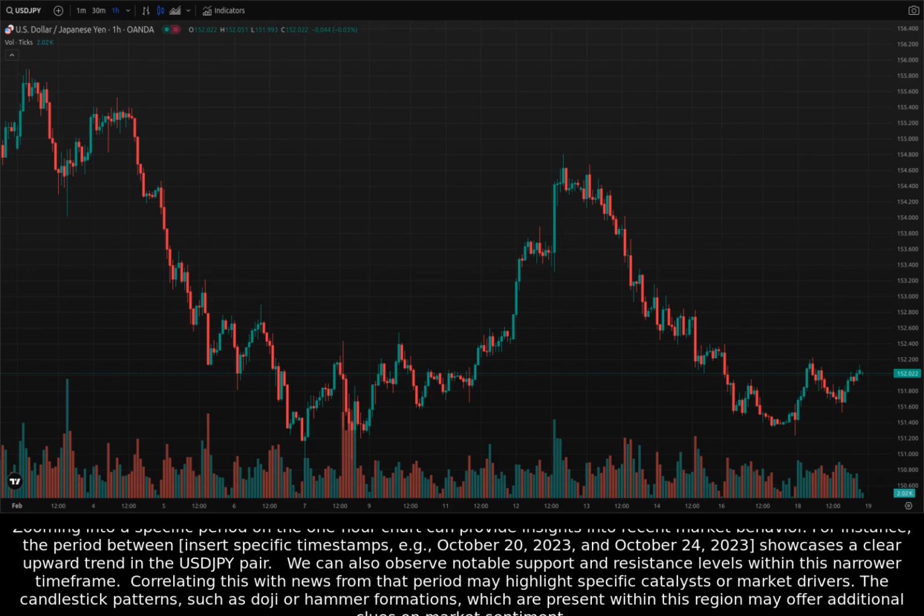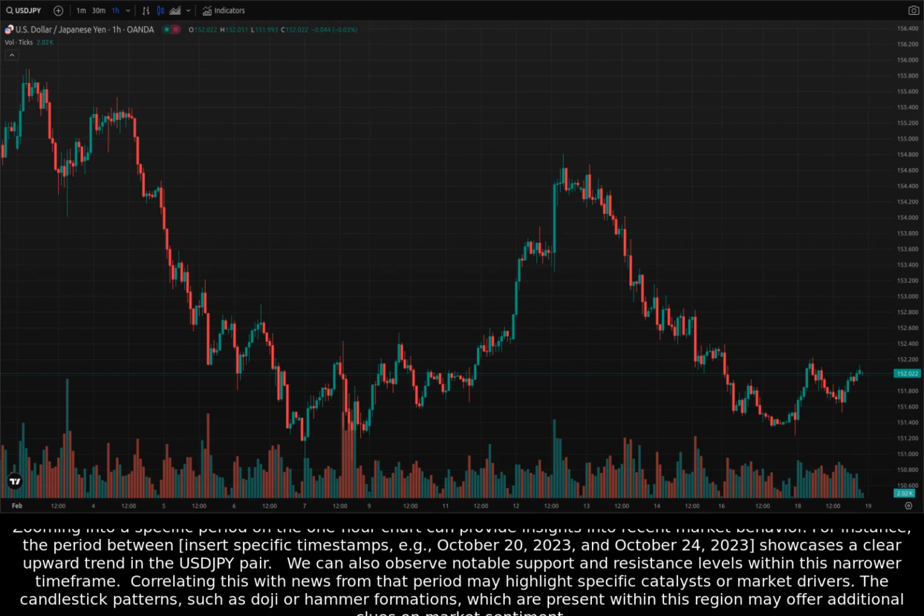For instance, the period between October 20th, 2023 and October 24th, 2023, showcases a clear upward trend in the USDJPY pair. We can also observe notable support and resistance levels within this narrower time frame. Correlating this with news from that period may highlight specific catalysts or market drivers.